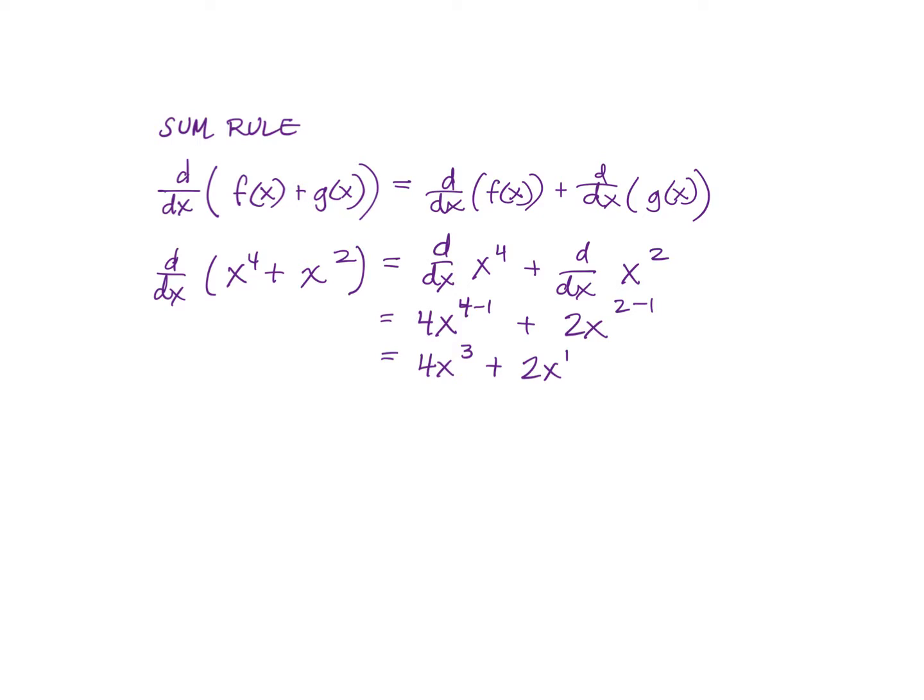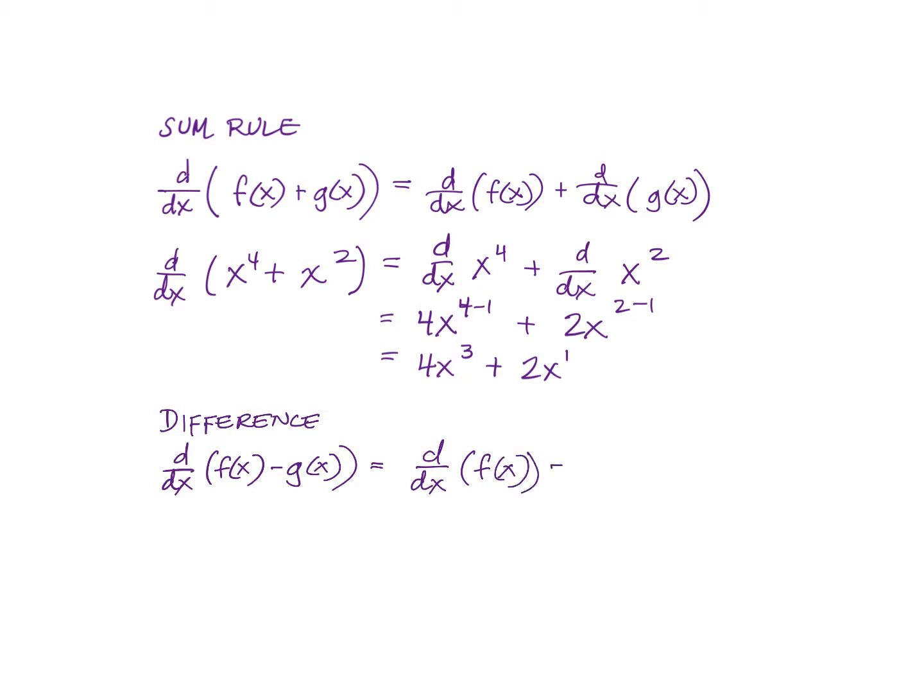Now let's take a look at the difference rule, which is very similar to the sum rule, except it's with the difference of two functions. So again, we have two functions, f of x and g of x, that are both differentiable. If we want to take the derivative of their difference, we simply take the derivative of each function. So the derivative of f of x, and then we subtract the derivative of g of x.